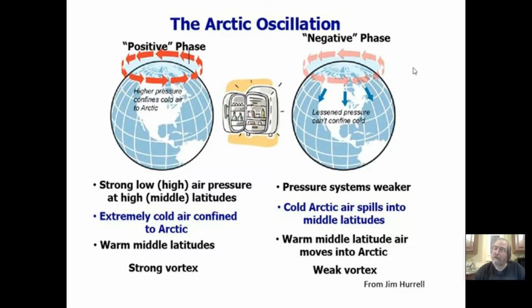The stronger the gradient, the faster the airflow when looking at pressure gradient. The less the difference is, the slower it's going to move. So now when it's in the negative phase, the pressure system is weaker. Cold Arctic air will spill into middle latitude. Warm middle latitude air moves into the Arctic, and you have a weak vortex.